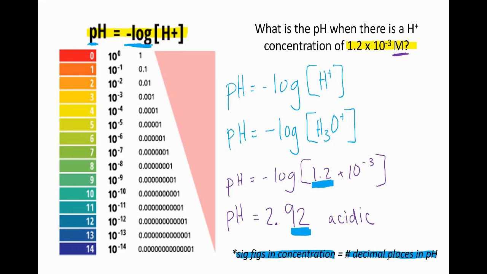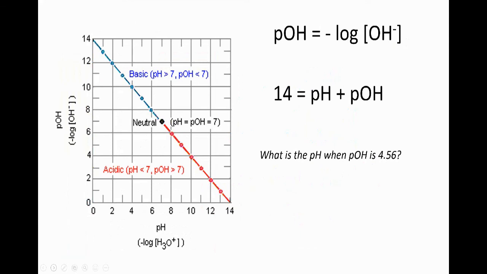All right, so one more slide here. What's neat is that there's another form of the pH where we can do the opposite and measure the pOH. So instead of measuring the acidic hydrogen ions, we can measure the basic hydroxide ions. And the formula takes the same form, just instead of hydrogen ions, you're measuring hydroxide ions.